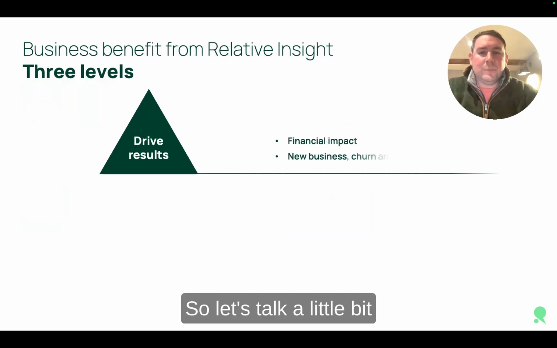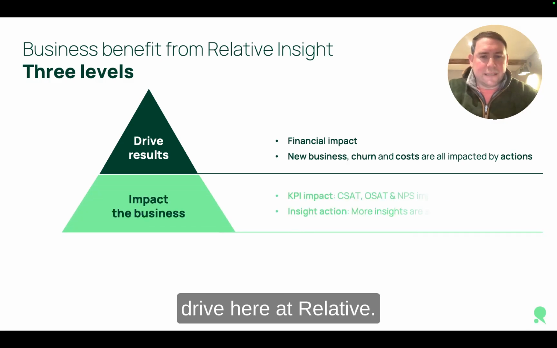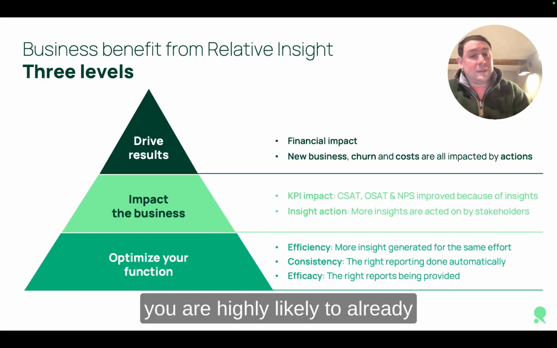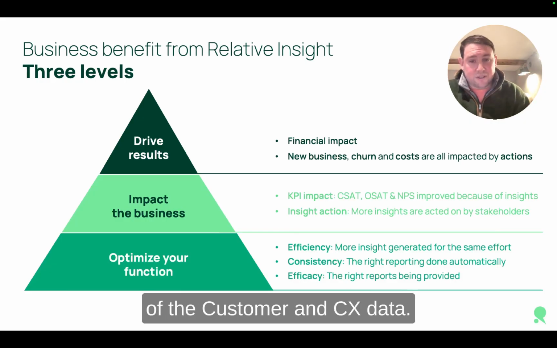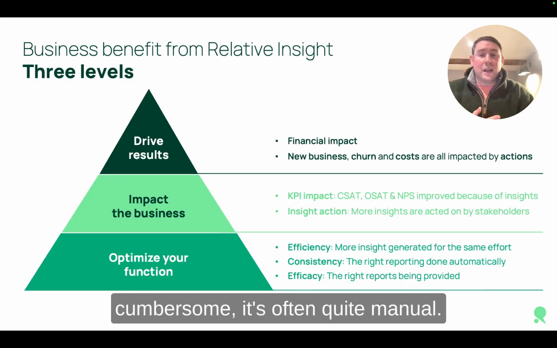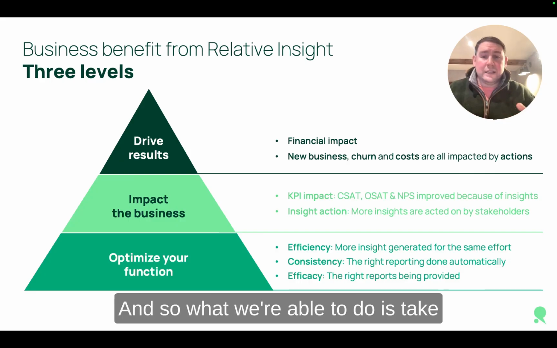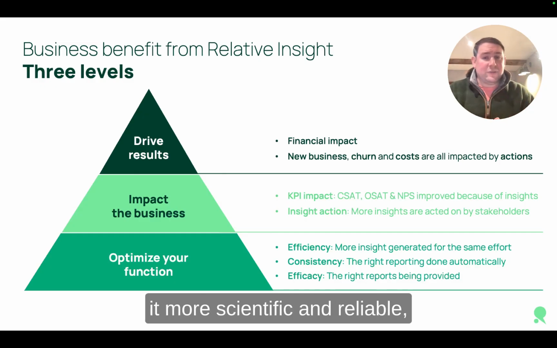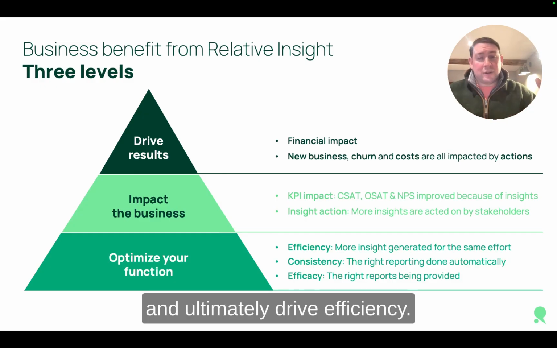So let's talk a little bit about the value that we drive here at Relative. So the first level of value is that you are highly likely to already be attempting to report on voice of the customer and CX data. It's probably time consuming, fairly cumbersome. It's often quite manual. And so what we're able to do is take that process, speed it up, make it more scientific and reliable, and ultimately drive efficiency.